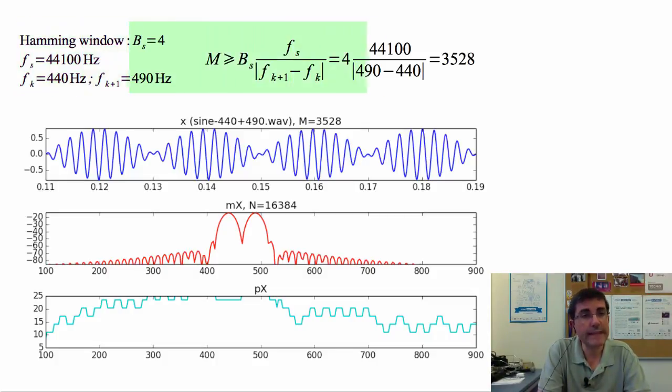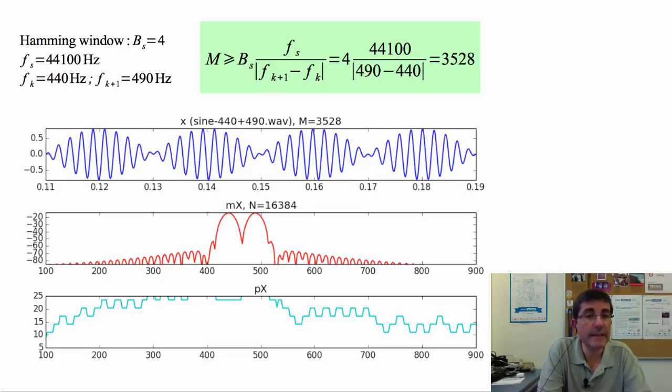So we can calculate capital M that allows us to distinguish these two frequencies. So capital M will have to be bigger or equal than B sub S, 4, multiplied by sampling rate, 44,100, and divided by the absolute value of this difference, which is going to be this 50 Hertz. And that M will be 3,528 samples.